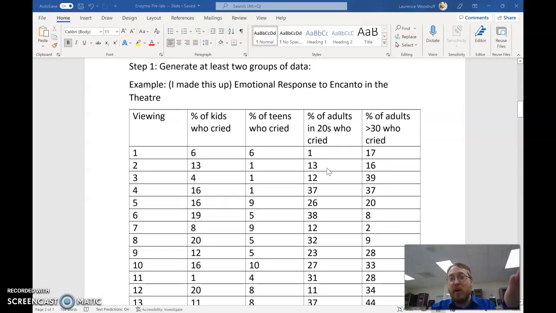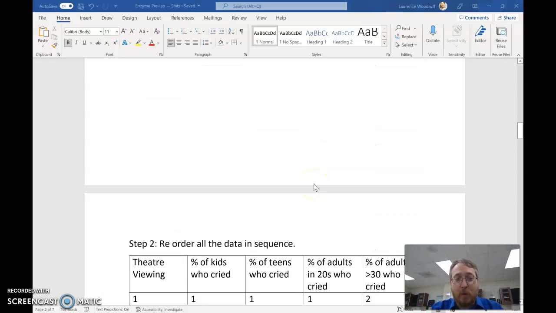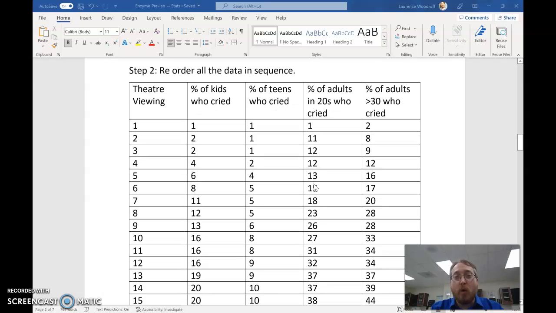So step 1 is generating the data. So for you, this would be doing your lab. You would be generating data while doing your lab. And once your lab is done, we need to start the statistics. And that would bring us to step 2, reorder all the data in sequence.